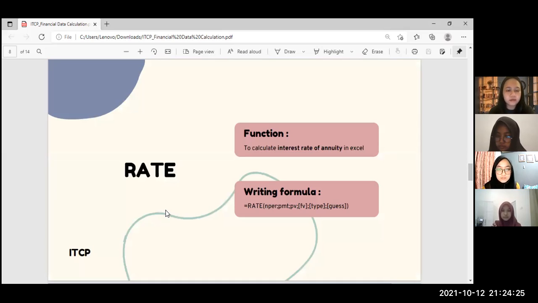And for the third formula is RATE, a function to calculate the interest rate of an annuity in Excel. The writing formula of RATE is equal RATE, open bracket, NPER is the total number of payment periods, separator, PMT is the payment made every period, separator, PV is present value, separator, FV is future value, optional, separator, type is when the payment is due, optional too, separator, guess is the guess about the rate, 10%, is optional too, and close bracket.